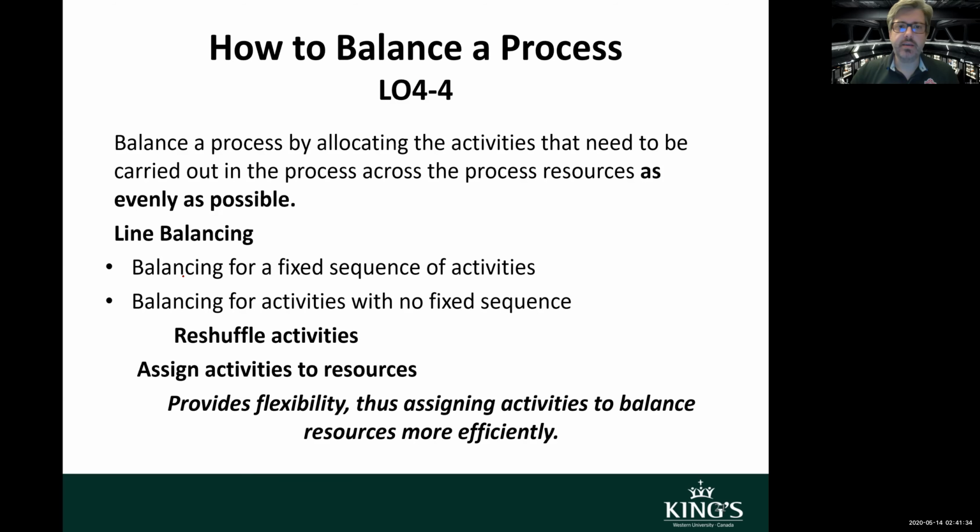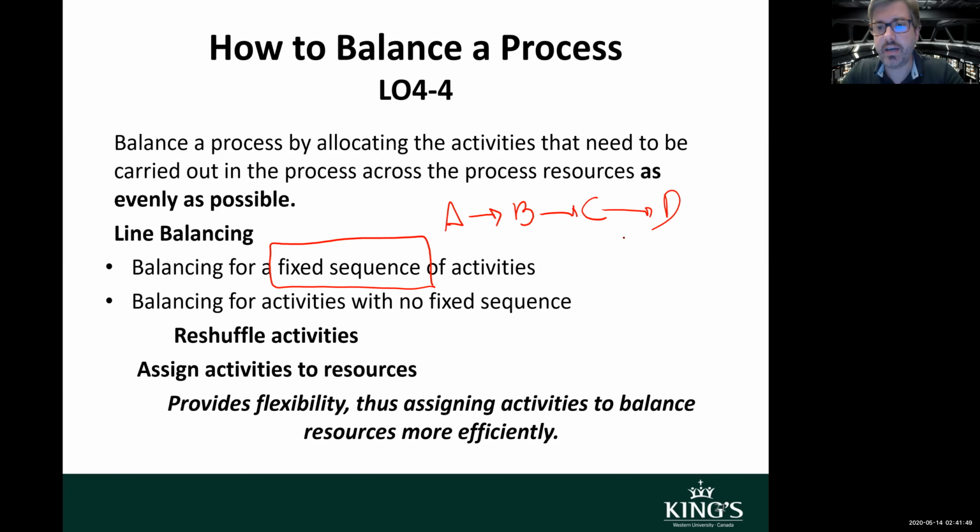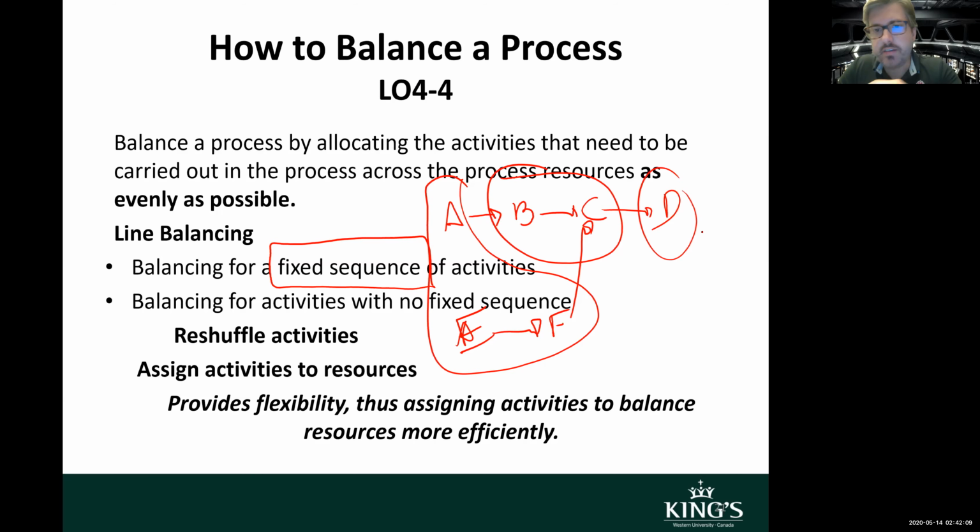So line balancing can be done in different ways. Sometimes you have a fixed sequence of activities. So A has to be followed by B, that has to be followed by C, that has to be followed by D. Other times you have activities that run in parallel. So here you have activity E, E runs into F, and then F feeds into C, right? So you might need to provide workstations that bundle these activities in certain ways, respecting the sequence in which they happen. So you reshuffle these activities around.